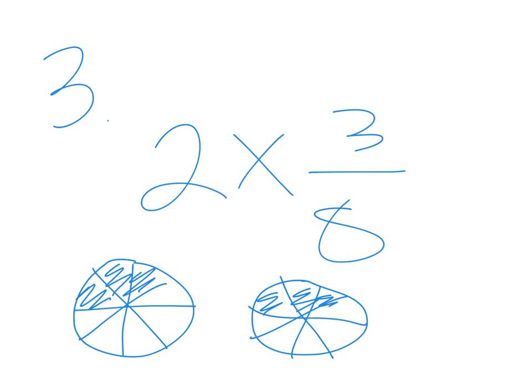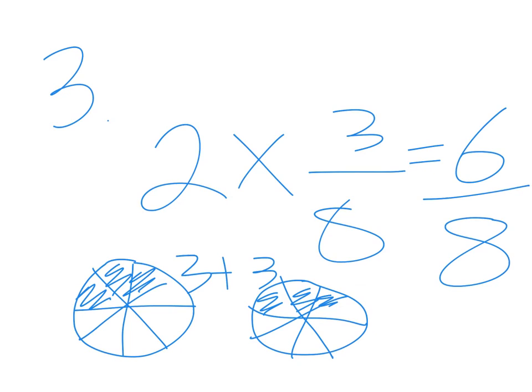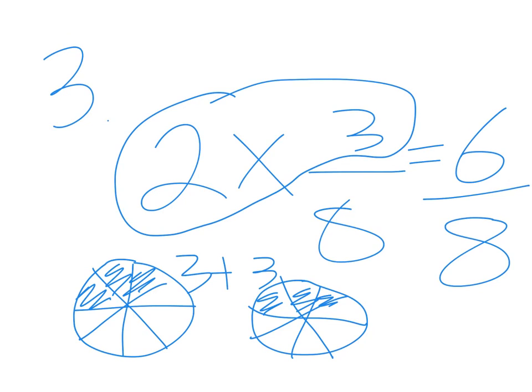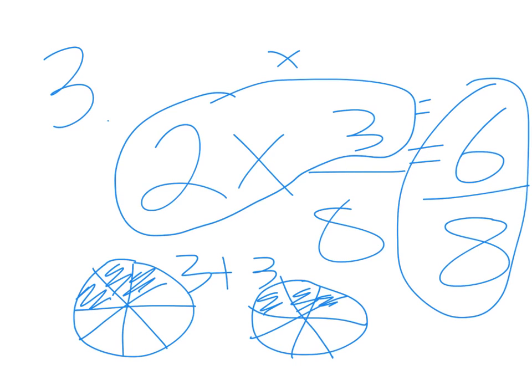Okay, now we're going to see how many pieces are shaded. So we have 3 over here, 3 over here. We know 3 plus 3 will equal 6 pieces that are shaded out of 8. And if you did the other strategy, we can always look at our whole, multiply it by our numerator. We know 2 times 3 will still give me 6. So my answer should be 6/8.